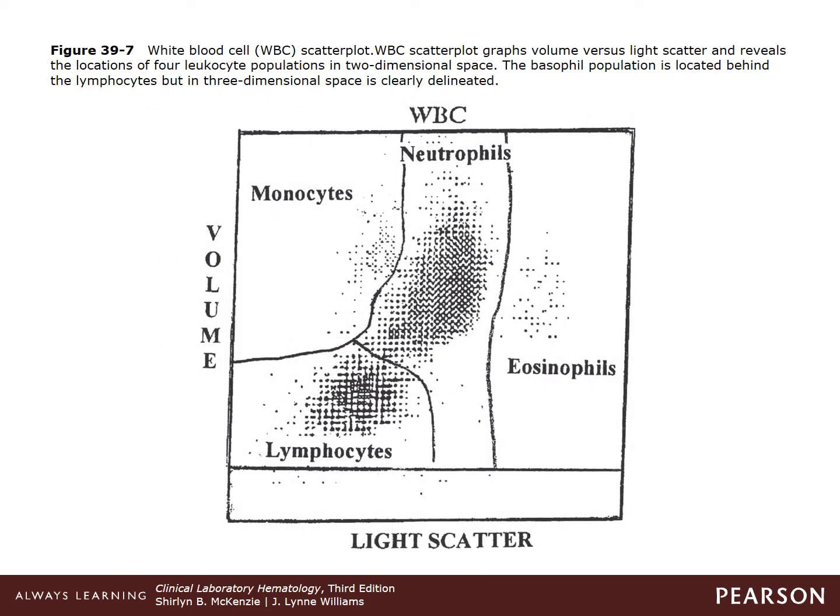Here's a clearer demarcation of what a WBC scatter plot looks like in a Beckman Coulter analyzer. So here it is plotted, volume against light scatter, where you can see that there are separate leukocyte populations in a two-dimensional space. On the computer screen, all of these different populations will be in color, and you will also be able to visualize the basophil population that's located behind lymphocytes.